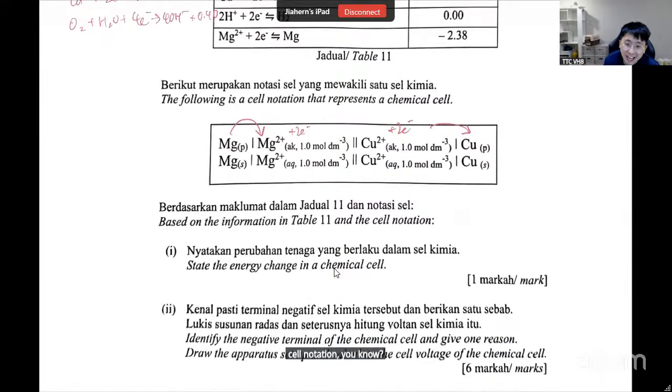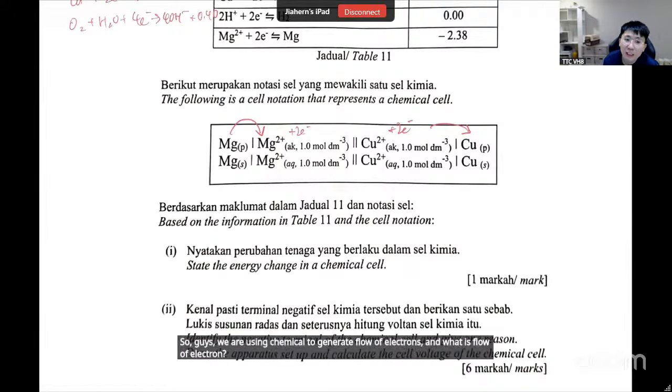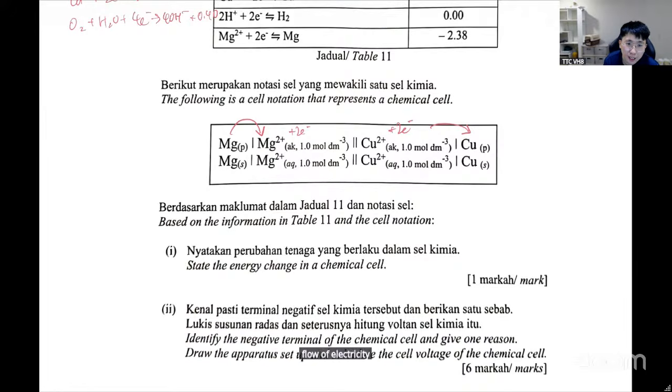So now state the energy change in chemical cell. So guys, we are using chemical to generate flow of electron. And what is flow of electron? Flow of electricity. Okay, so now we can say this is chemical energy to electrical energy. Don't do arrow, guys. Must say chemical energy to electrical energy.